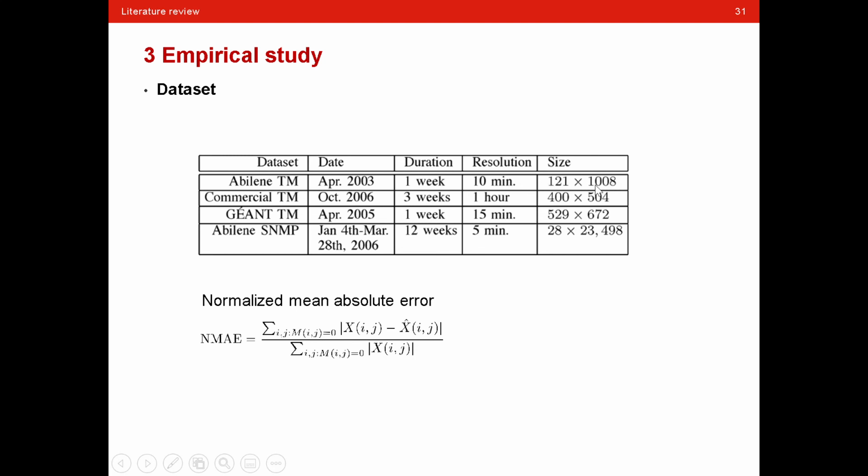The size is, I suggest, not very large, because at that time, 2012, the computational development is not as good as nowadays. And they use a normalized mean absolute error to compare the performance of these methods.